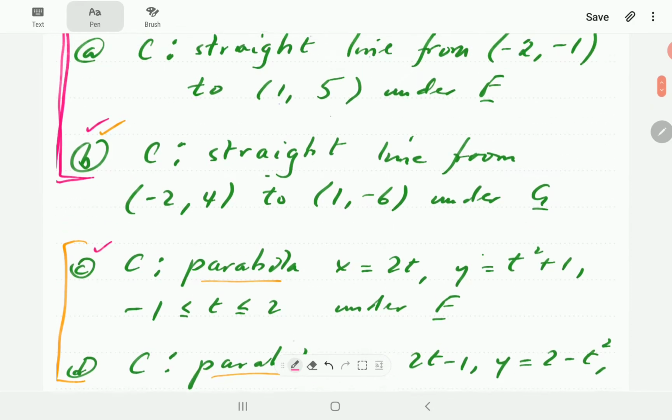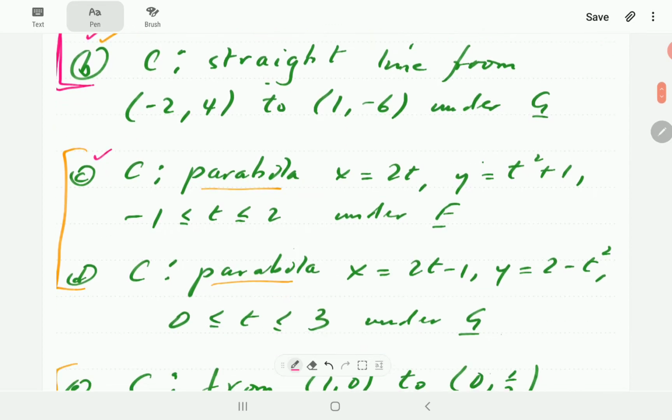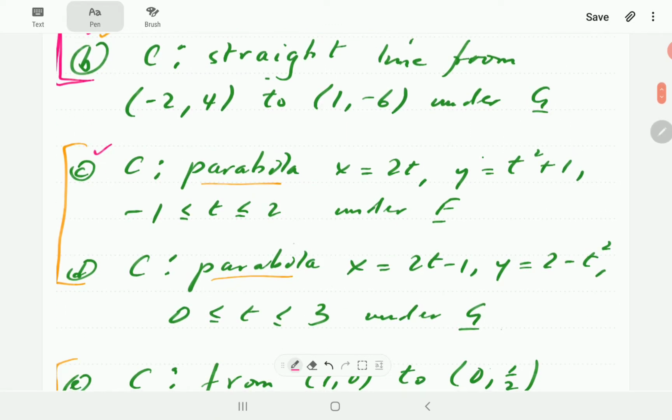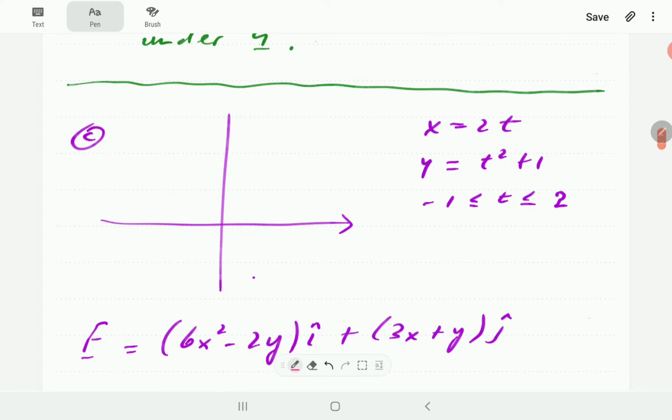So in example number C, we want to find the work done in moving an object along the parabola defined here in parametric form for t between -1 and 2 under the force field F. So I'm going to just make a little sketch here. So first of all, when t is -1, x is going to be -2, and y is going to be 2. So it means our point is going to be (-2, 2). So we're going to start off there.